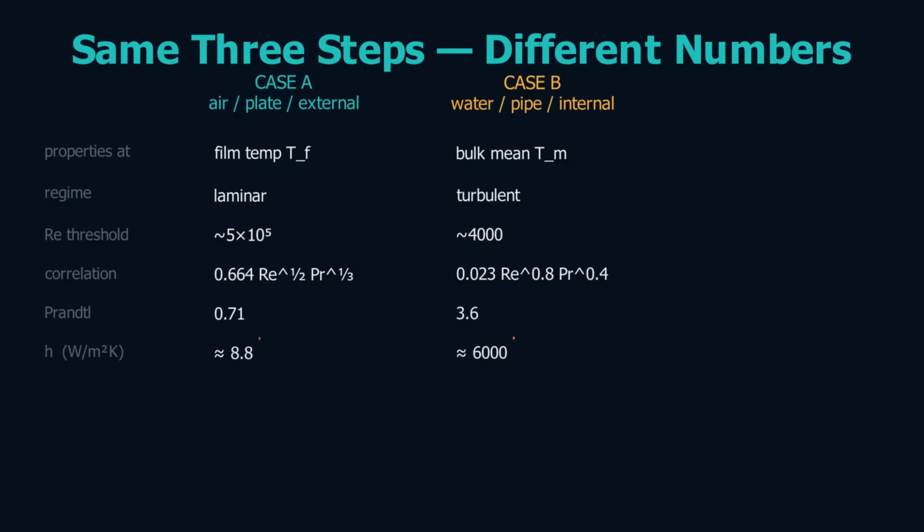And look at the coefficient itself, about 9 for air, 6,000 for water. Nearly 1,000 times larger. That single ratio is why water cooling beats air cooling, why your car has a radiator and not just a fan, and we got it from the very same three steps.